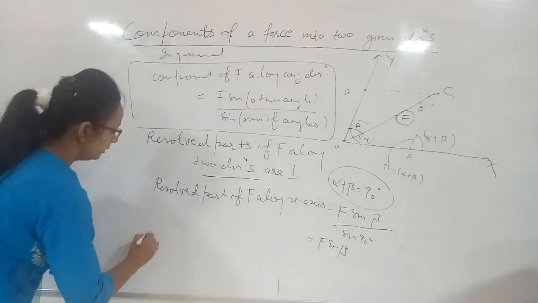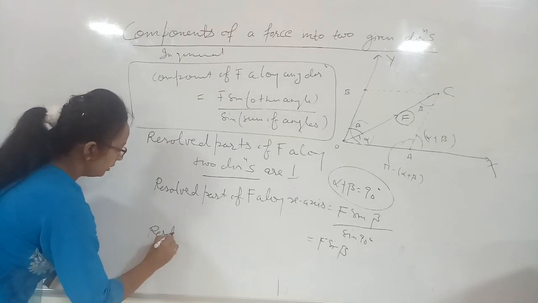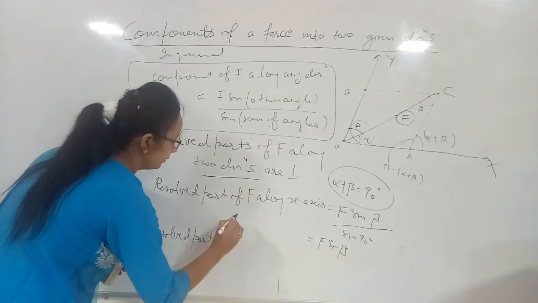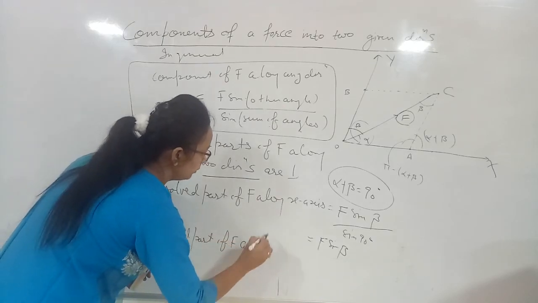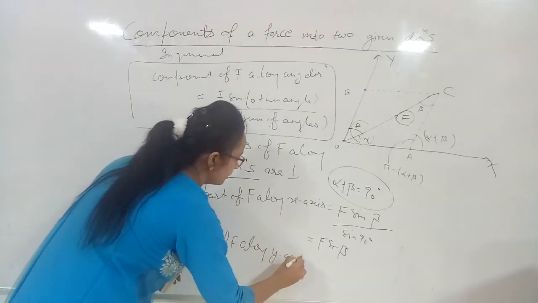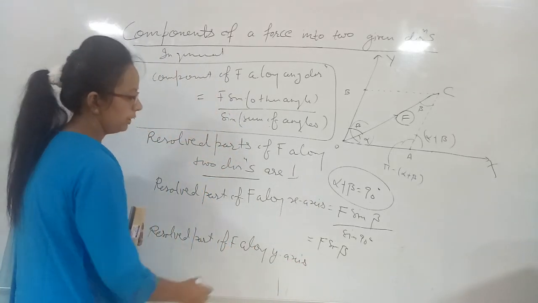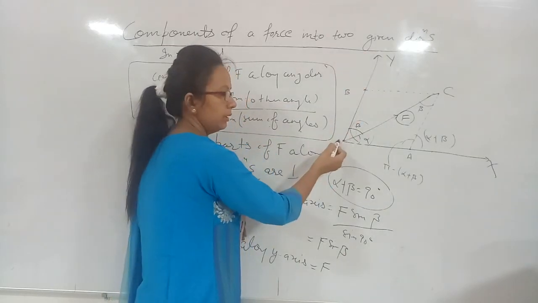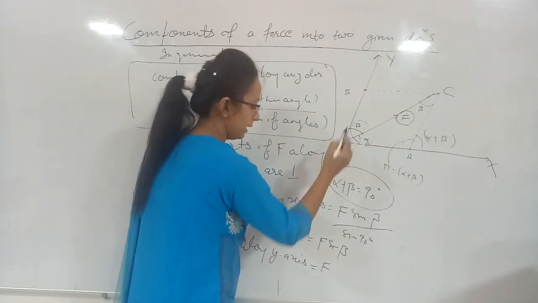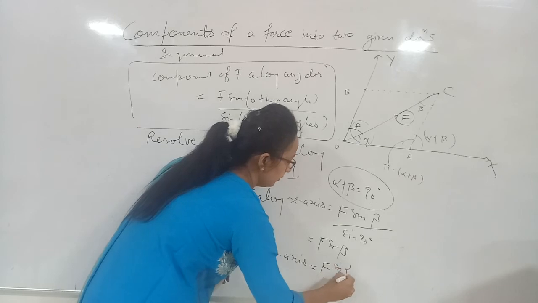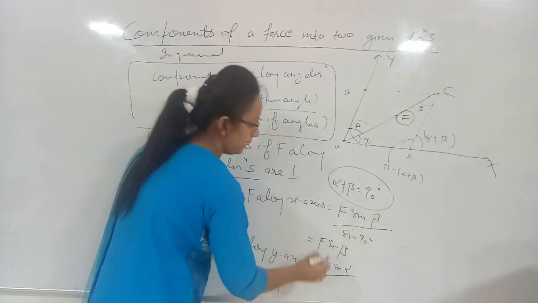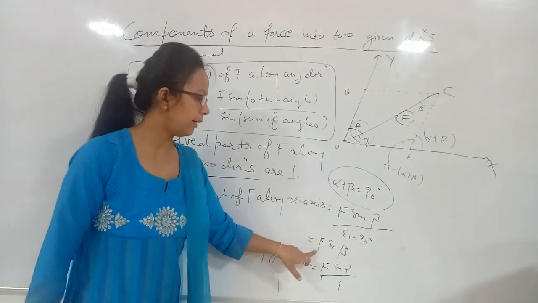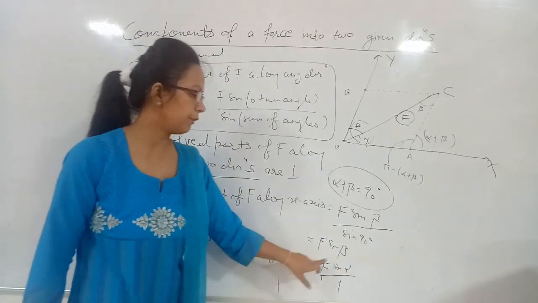Similarly, what will be the resolved part of F along the y-axis? So for that, for the y-axis in this one we will take the other angle, that is sine alpha, divided by the sum of angles, that is 90, and sine 90 is 1. So here we have, along the x-axis, F sine beta, and along the y-axis, F sine alpha.